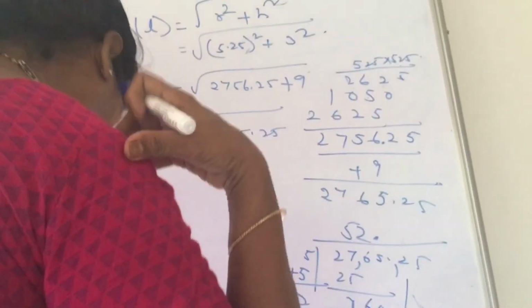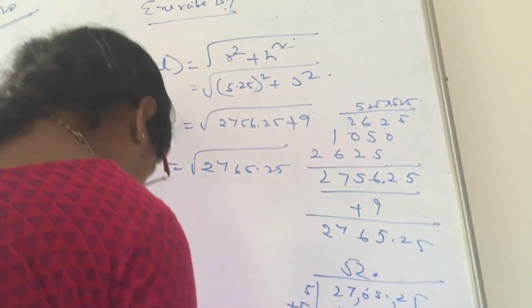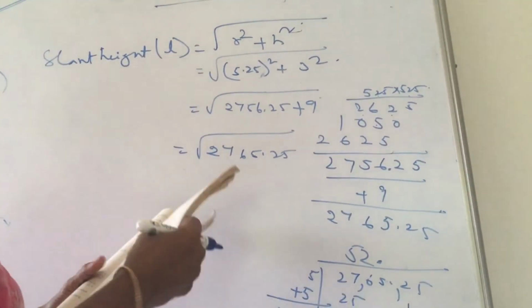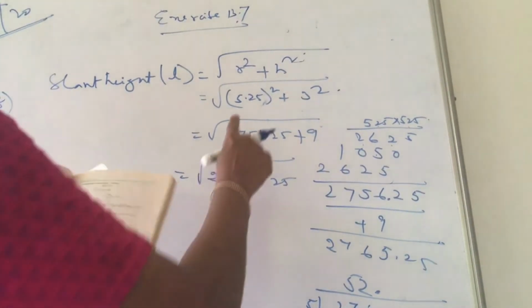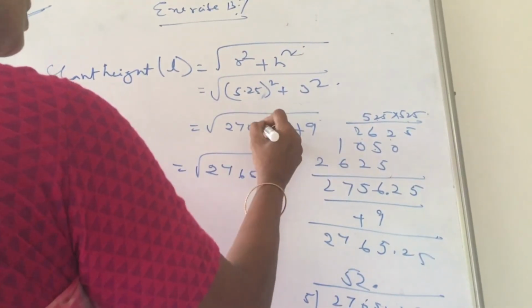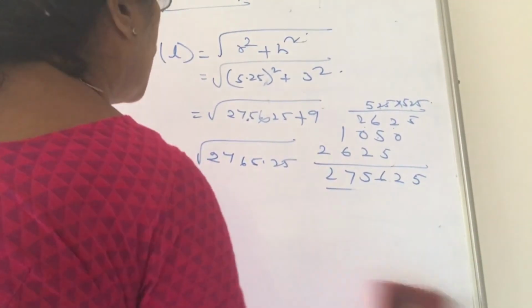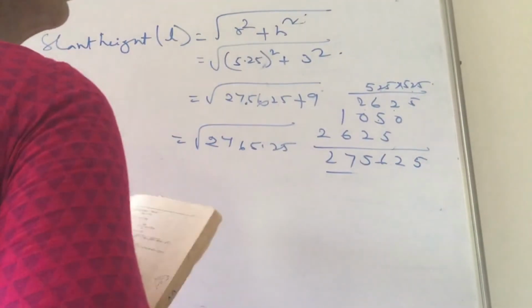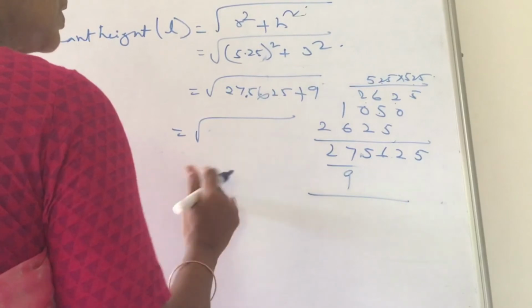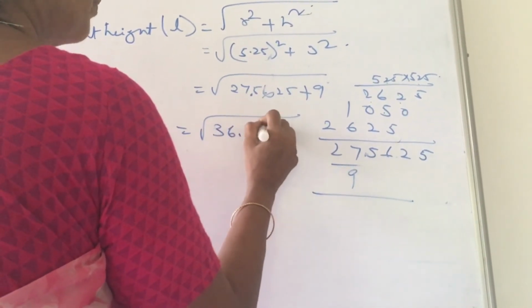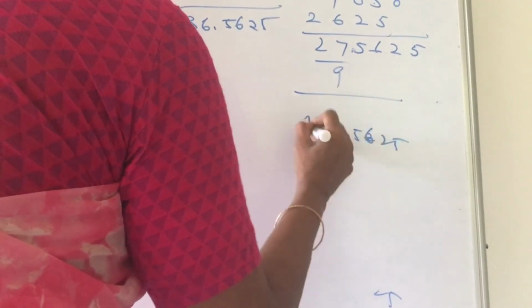Diameter is how much? Yes, diameter is 10.5, radius is 5.25. Oh, 4 digits, children. I'm sorry. After the point, you have 4 digits. 1, 2, 1, 2. Plus 9, that is equal to 36.5625. 36.5625. Go for square roots.